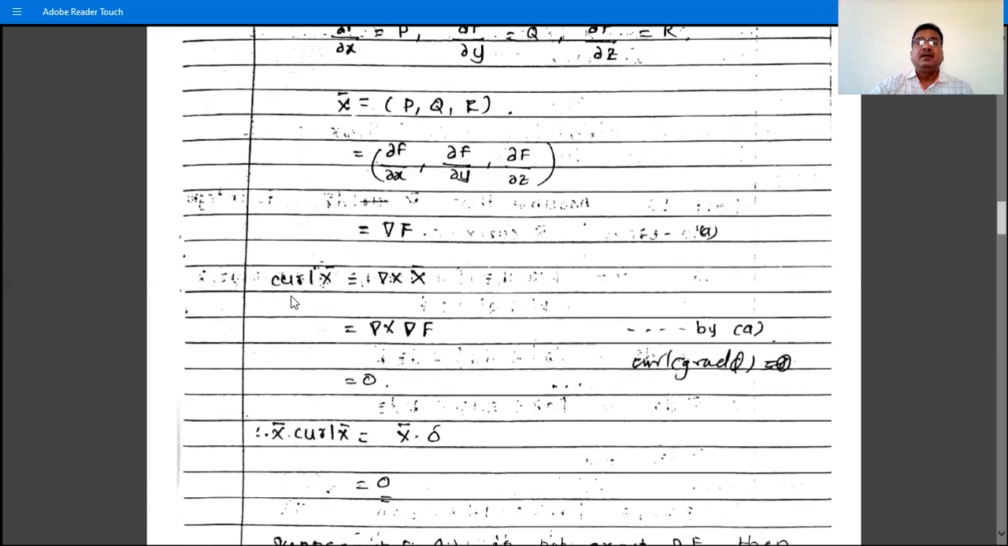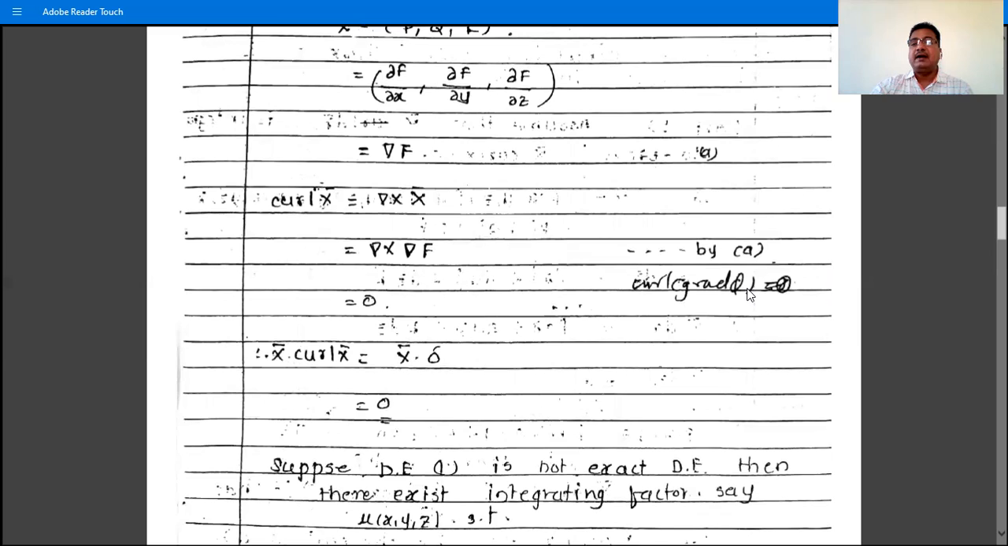Del F. And then curl X bar is del cross X bar. Curl means del cross. Del cross del F, and del cross del F is 0. Curl of grad phi is always 0. This is the theorem that curl of grad phi is 0. So del cross del phi, where curl means del cross and grad phi means del phi, is 0. So we have curl X bar is 0, and therefore X bar dot curl X bar is X bar dot 0 bar, which is 0.